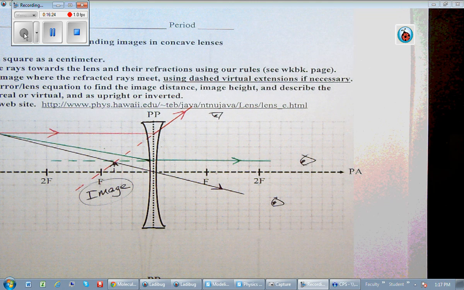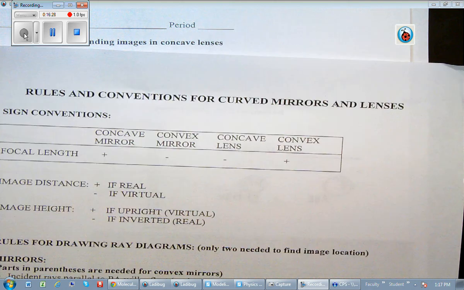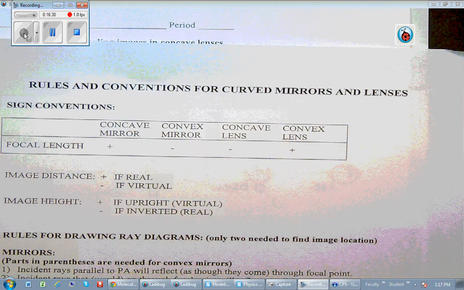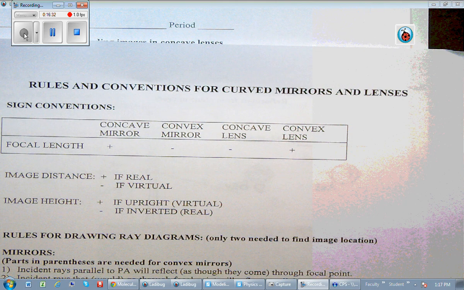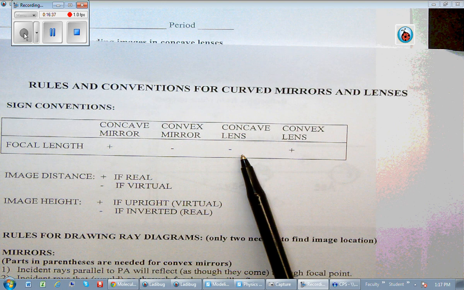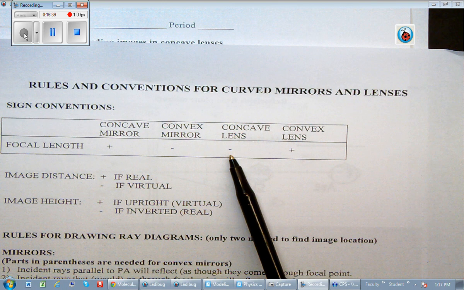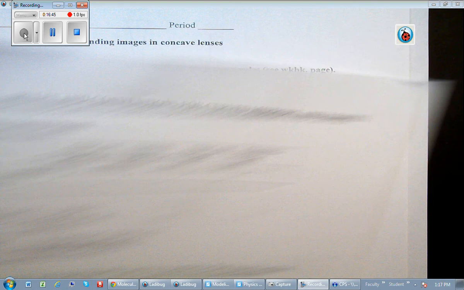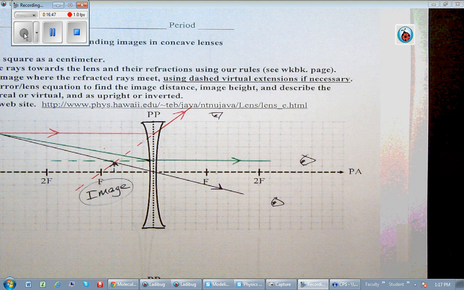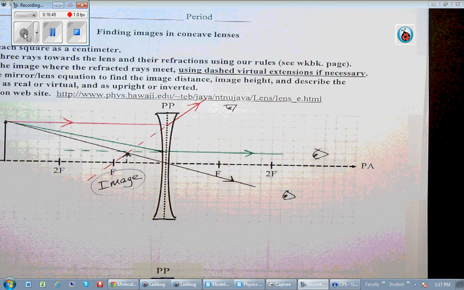And then we could do the math. Now I'll just remind you, looking at the sign conventions, the math is exactly the same. The only thing you have to remember is the focal length for a concave lens is considered negative for it to work in the equation. But nothing else is different about that. Again, I'm not going to show the math on this one just because it's so similar to the mirror problems and the other lens problems.